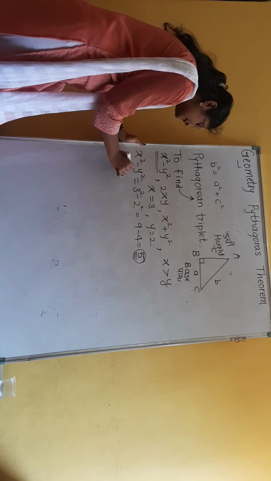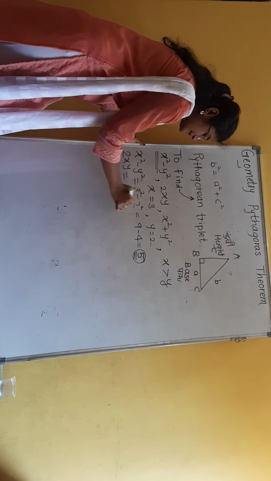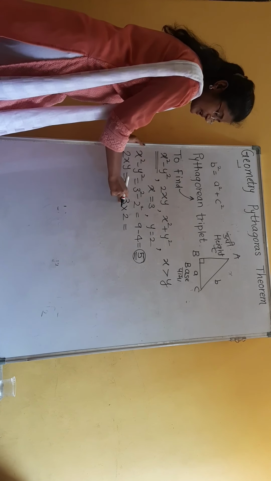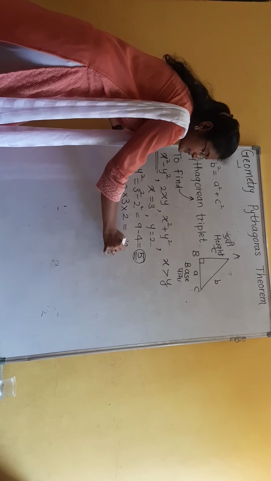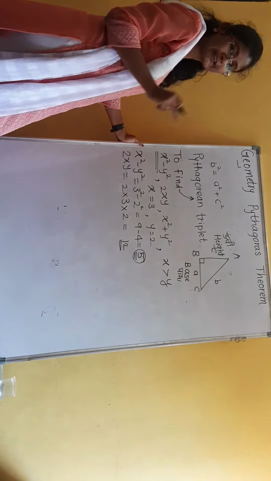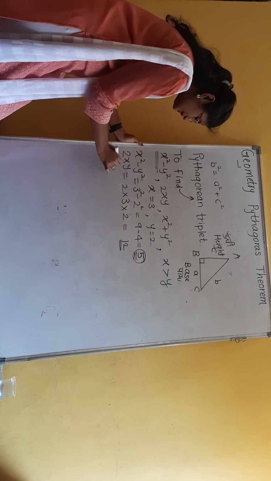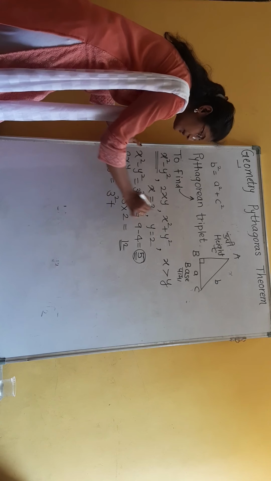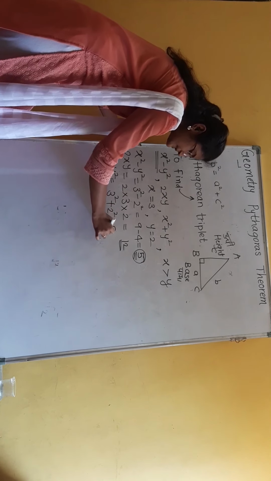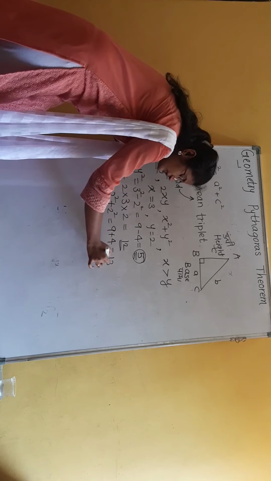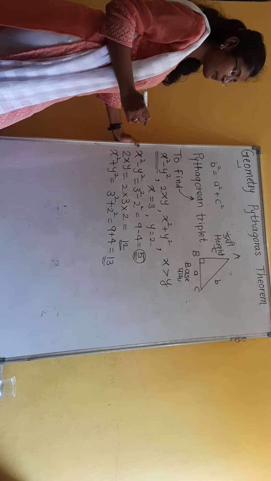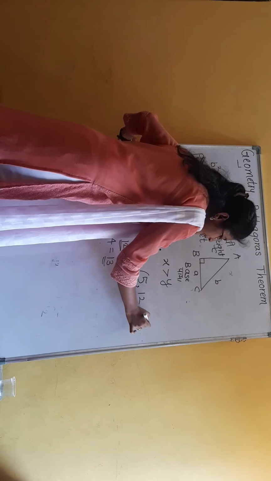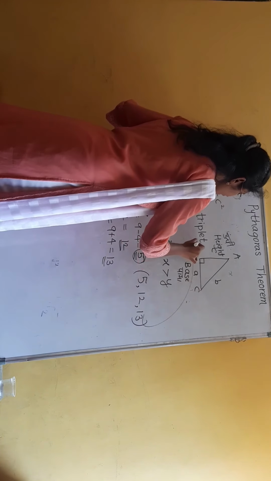Now 2xy, that is 2 into x 3, y 2, that is 6, 2 threes are 6, 6 twos are 12. So that is our second number of the Pythagorean triplet. Now the third number, x square plus y square. x square means 3 square plus y square 2 square, that is 9 plus 4 equals 13. So this is our third number of the Pythagorean triplet. Now these 5, 12 and 13 form a Pythagorean triplet.